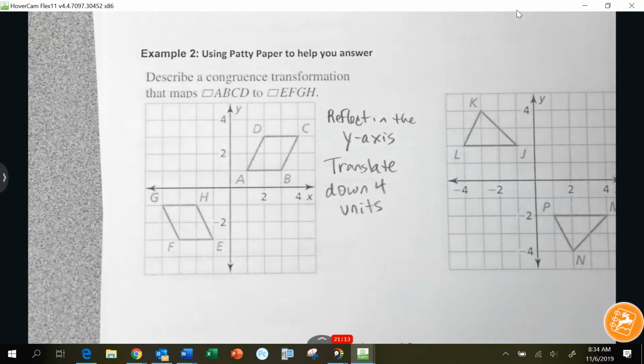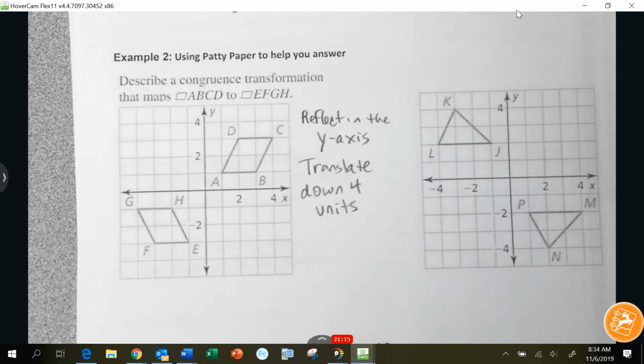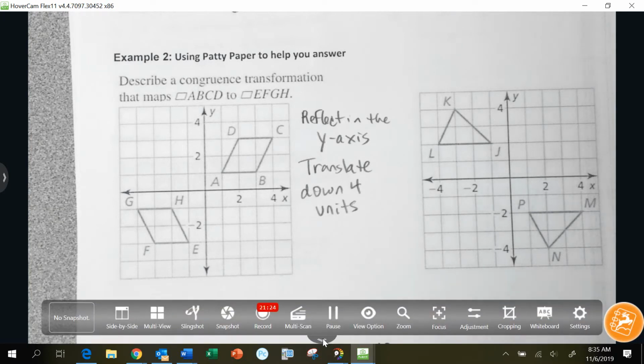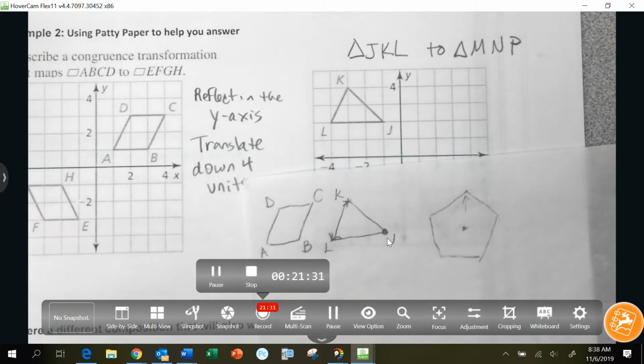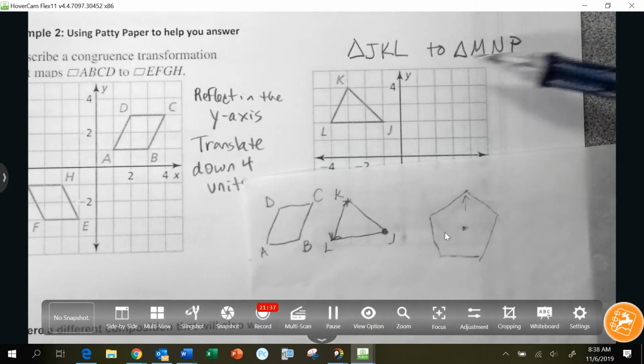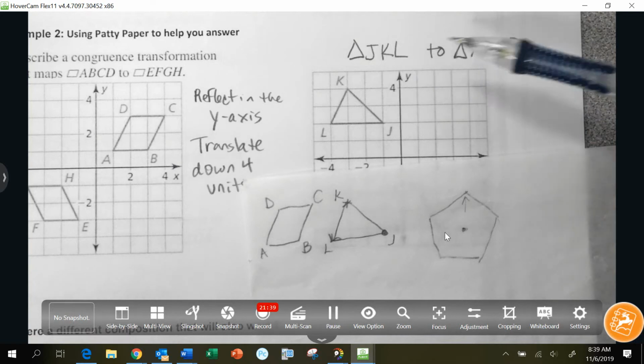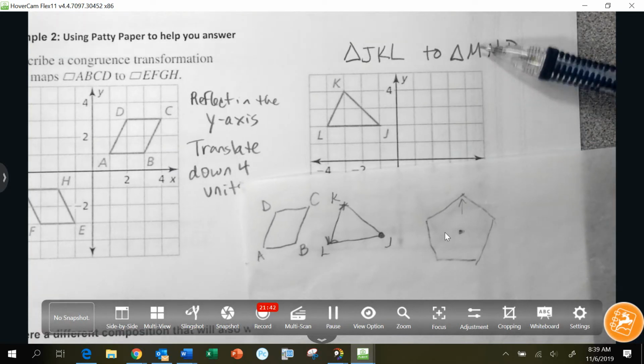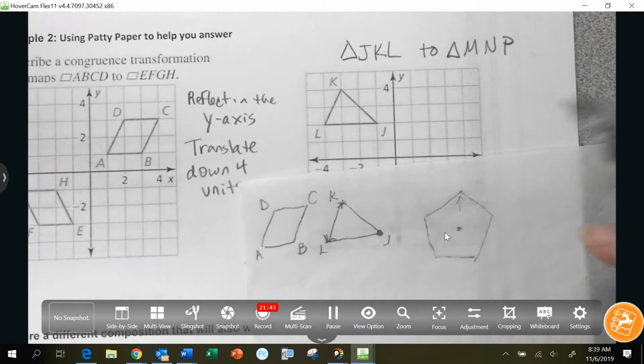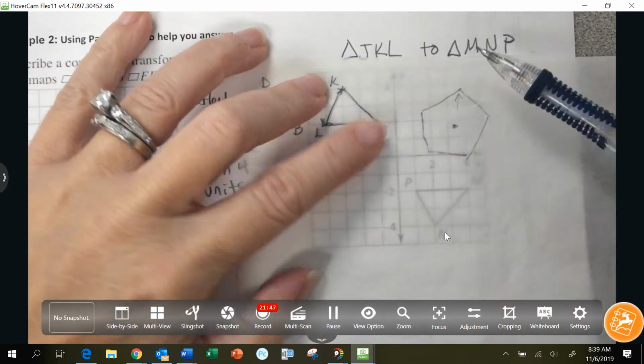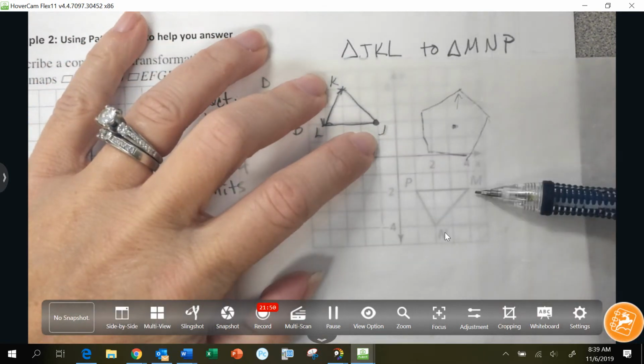Okay, so let's try the second one. I want you to play around with the patty paper for, I don't know why it's called patty paper, by the way. Play around with the patty paper for a moment and see if you can figure out a transformation or a composition of transformations. If you are actually watching this video and listening to my words, I forgot to copy and paste this part of it, and you need this part to do it correctly. So this says to start with JKL, and we end up at MNP. So J has to correspond to M.